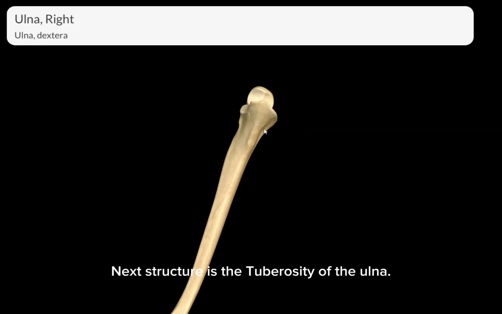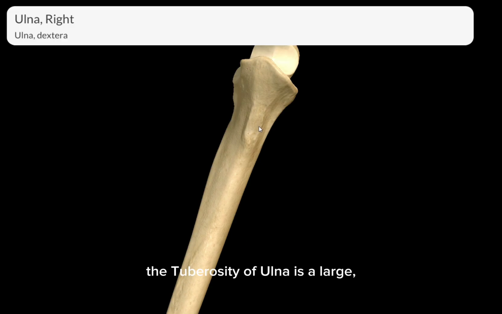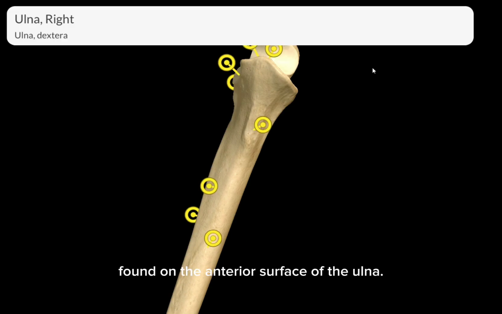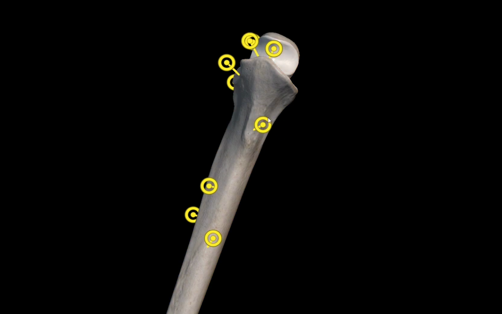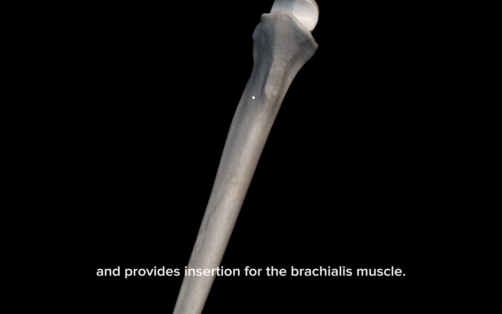Next structure is the tuberosity of the ulna. The tuberosity of the ulna is a large, rough, elevated area found on the anterior surface of the ulna. It is located inferior to the coronoid process and provides insertion for the brachialis muscle.